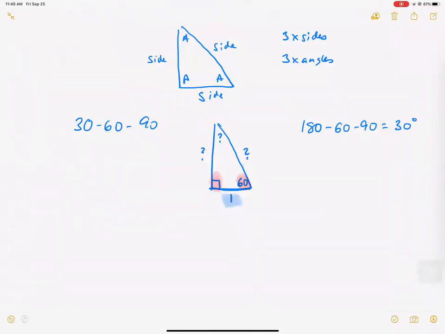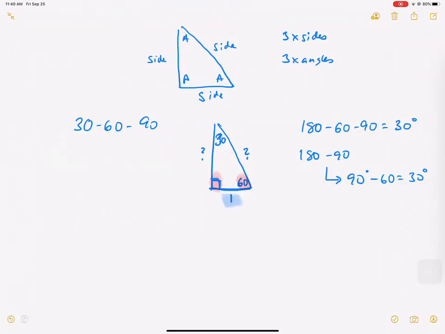Oftentimes, since it's a right triangle, this is actually faster. If I say 180 minus 90, we are left with 90 degrees, right? So 90 minus the 60 gives me my 30. That's a lot easier to think about. If I know that this is 90 degrees, we have 90 degrees left to share. So if one angle is 60, the other one must be whatever's left over, which is going to be 30 for us. So we now know this is 30 degrees.